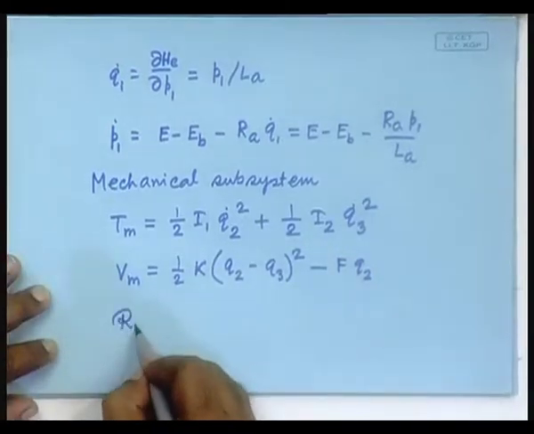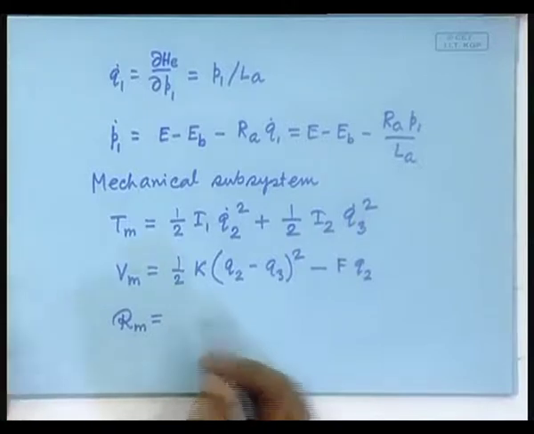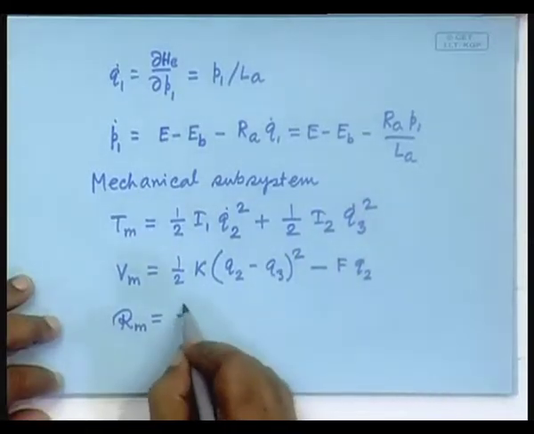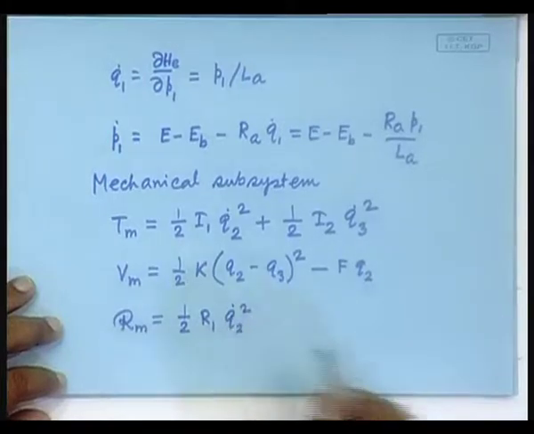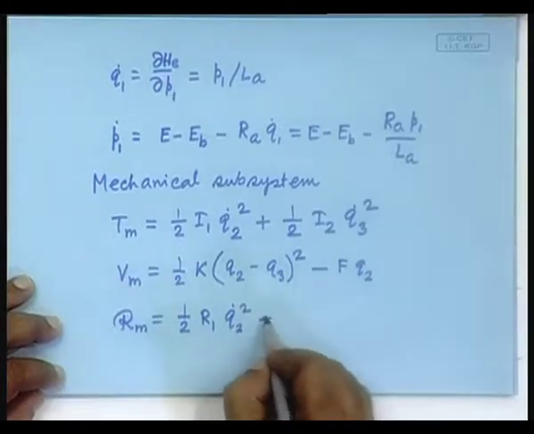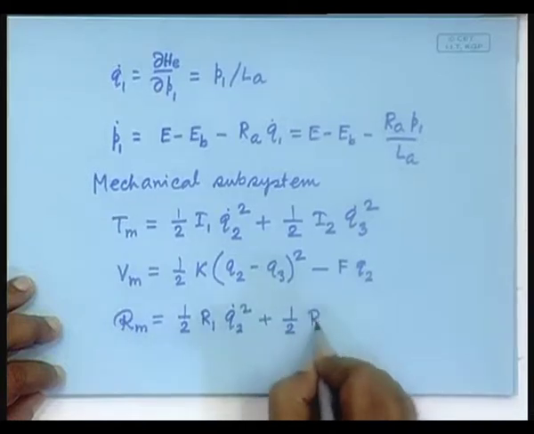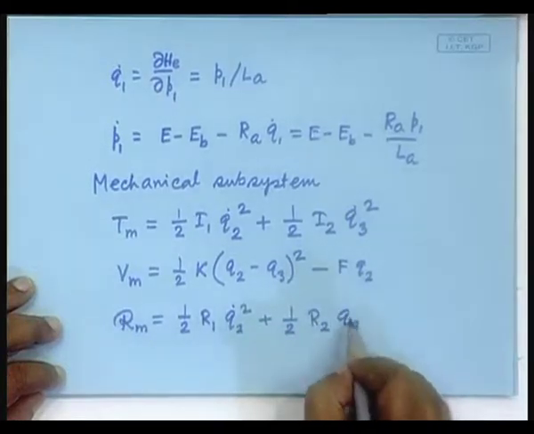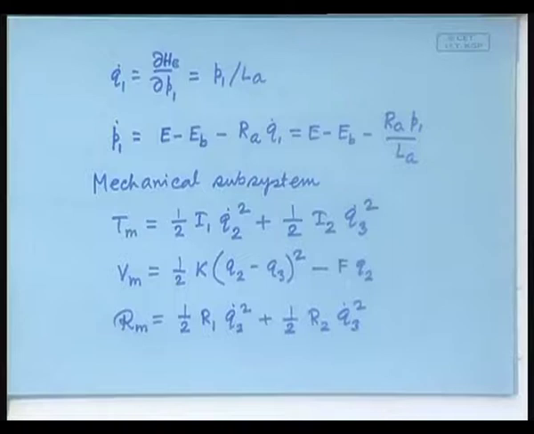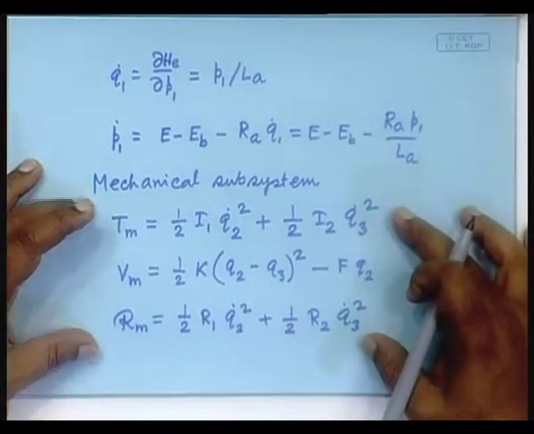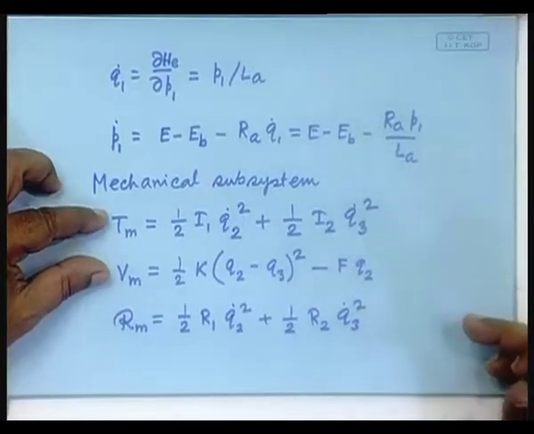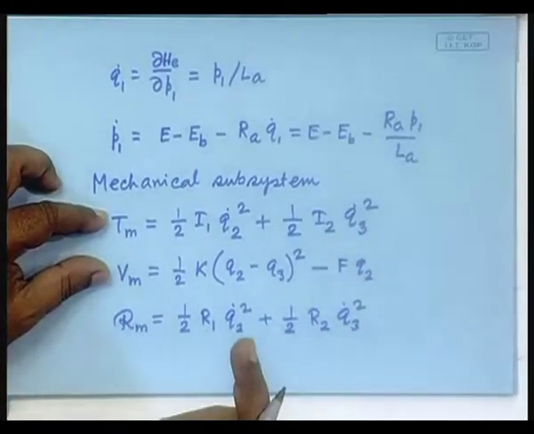And the Rayleigh term is the two friction elements. So, half R1 q2 dot squared plus half R2 q3 dot squared, is that right? So, the three terms we have written down. Now, we have to express T plus V in terms of P and Q, remember that. So, we have to find out what P2 and P3 are.